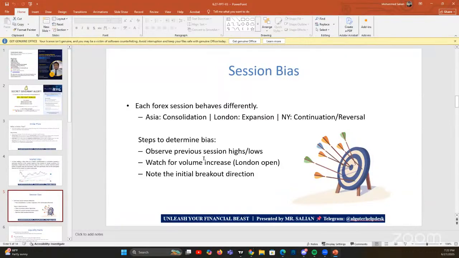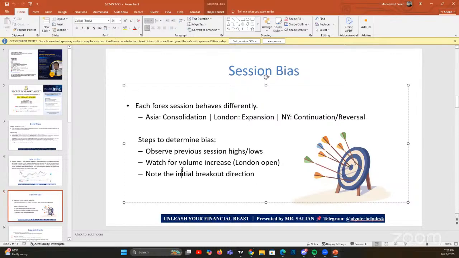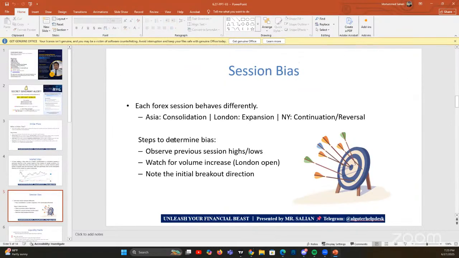So that's why there is the manipulation, because it will go for the high or for the low of Asia. That's why more volume is now going in the market. As you know, London will open, and then many more traders will trade during that time, and more volume, more price action is going on. And then you will have to know the initial breakout direction. That's why you have to know if it's going for the upside or the downside. That's how you will determine the bias for the day. All right, moving on.